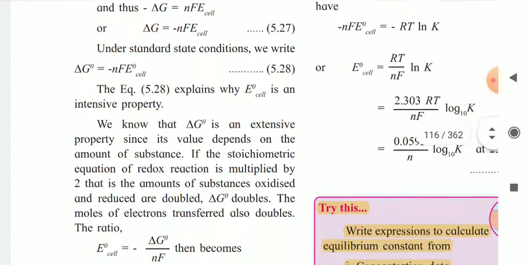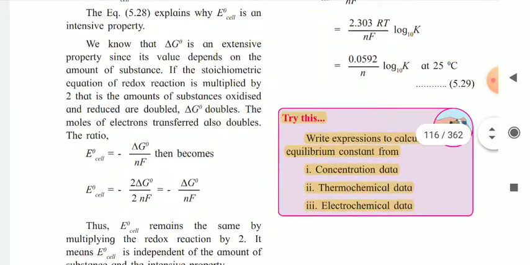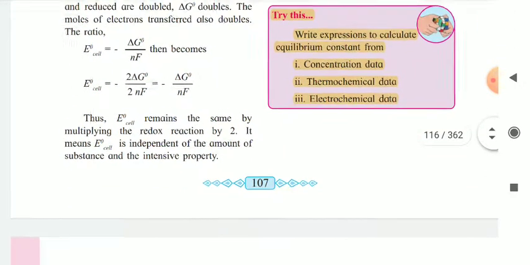Under standard state conditions, we can write the final equation that we are going to calculate: delta G0 is equal to minus nF E0 cell. So students, this explains why E0 cell is an intensive property. After that, from the equation, E0 cell is equal to minus delta G0 divided by nF, that is, E0 cell can be calculated.